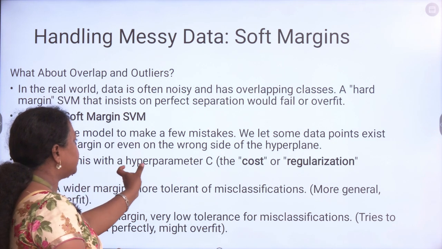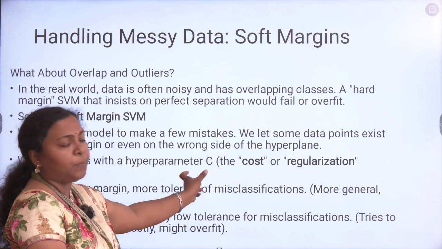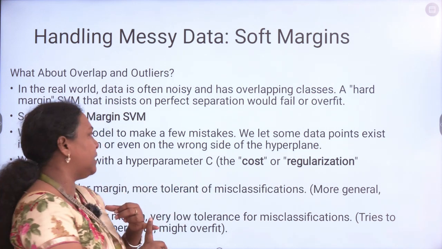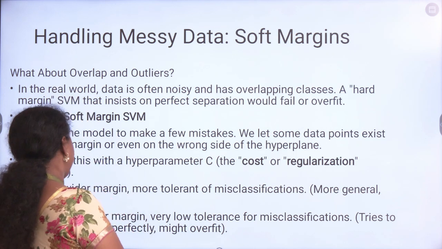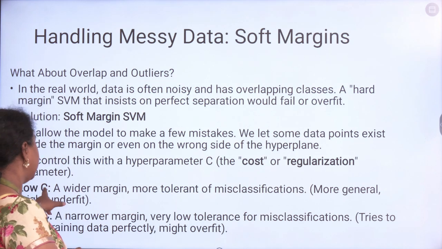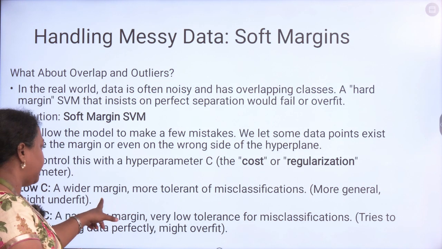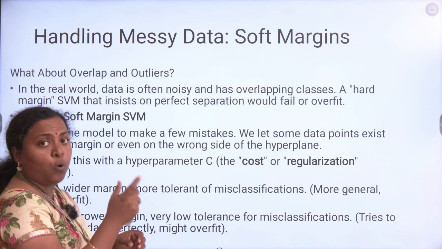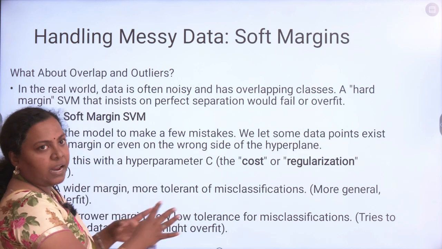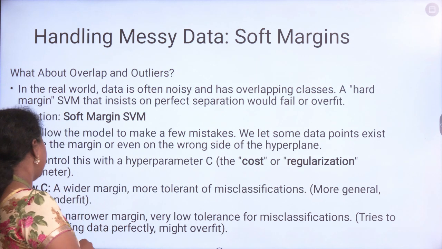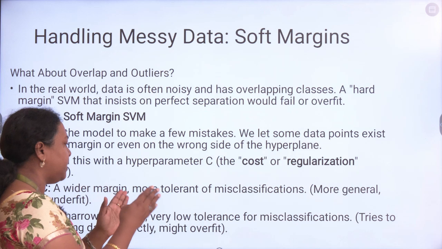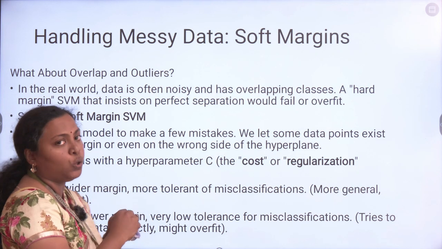This is controlled with the help of a hyperparameter C, which is the cost or the regularization parameter. If the parameter C is low, the margin will be wider and it will be more tolerant of misclassification. This is generally an underfit condition. If the hyperparameter is high, the margin will be very narrow and there will be a low tolerance for misclassification.